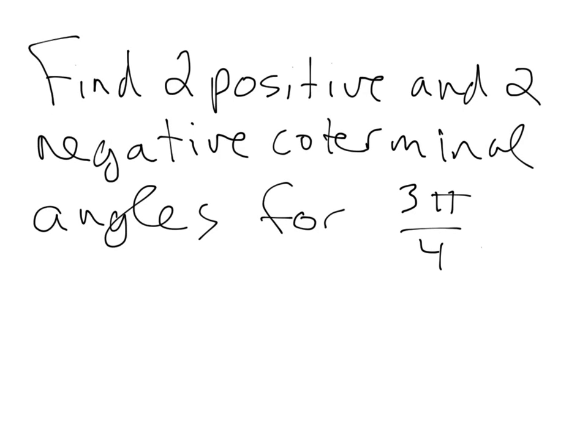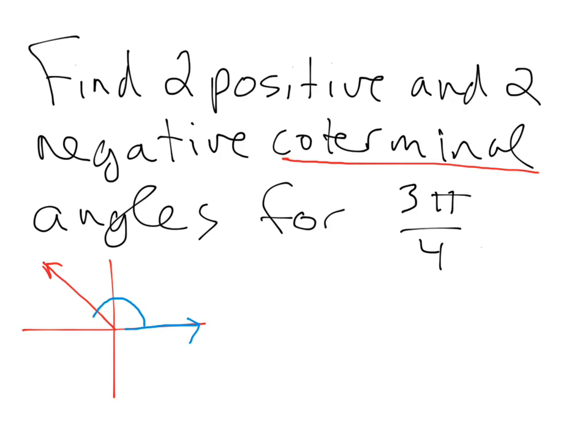All right, this question says to find two positive and two negative coterminal angles for 3 pi over 4. Now, when we are thinking about a coterminal angle, what that means is if we have an angle 3 pi over 4, it's in this position. Okay, so a coterminal angle is going to be an angle that starts at the same initial side, but rotates around and ends up at the exact same position.